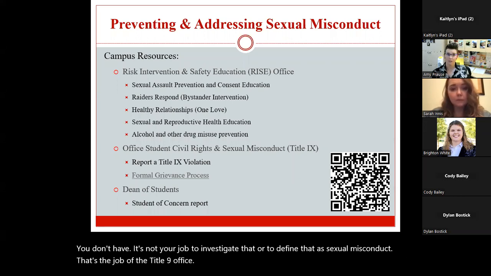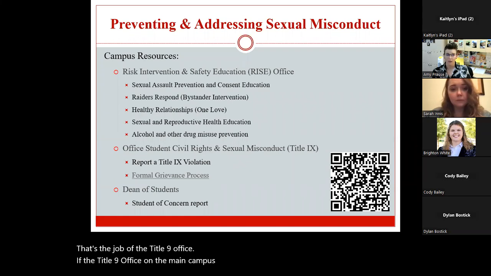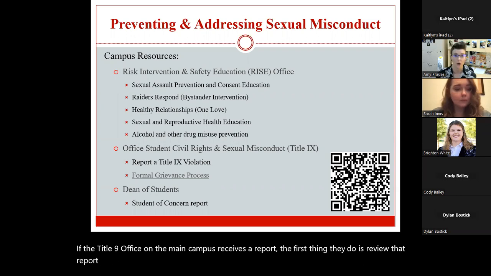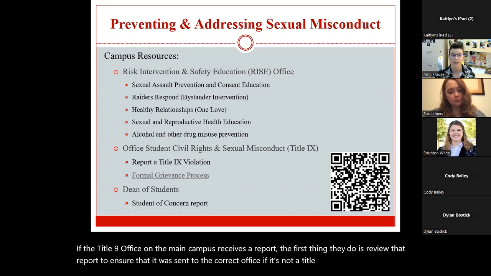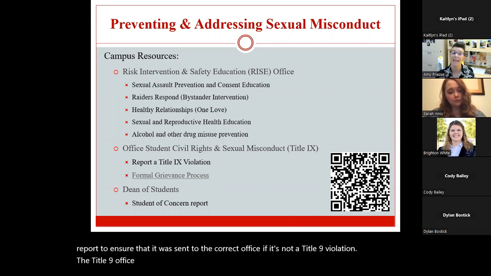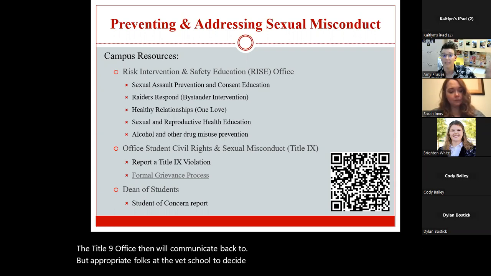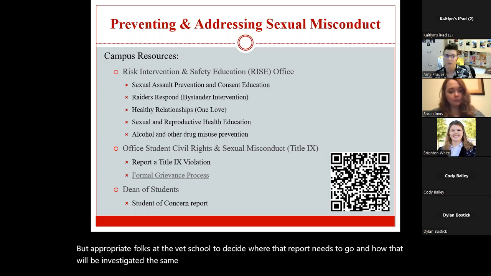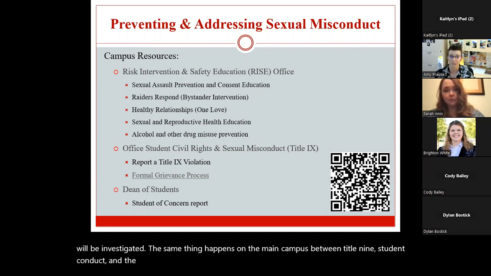If the Title IX office on the main campus receives a report, the first thing they do is review that report to ensure that it was sent to the correct office. If it's not a Title IX violation, the Title IX office then will communicate back to appropriate folks at the vet school to decide where that report needs to go and how that will be investigated. The same thing happens on the main campus between Title IX, student conduct, and the Dean of Students office.